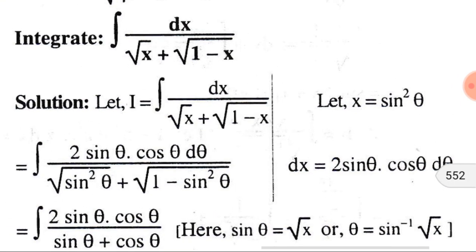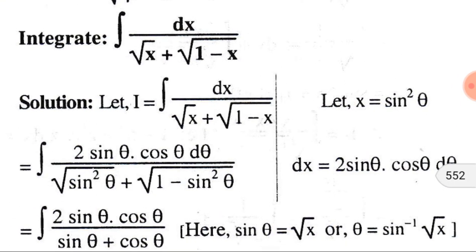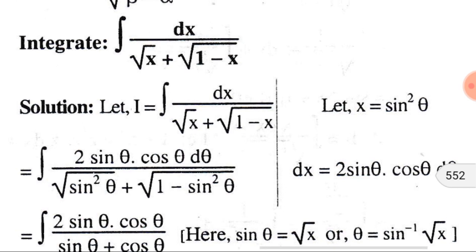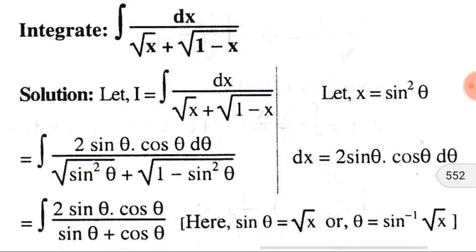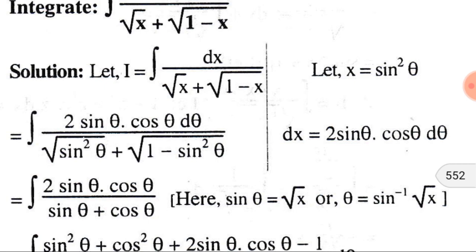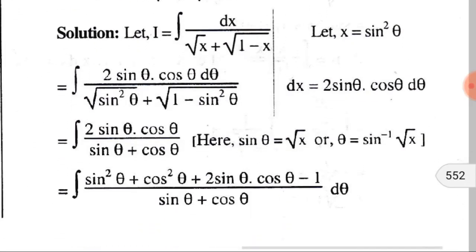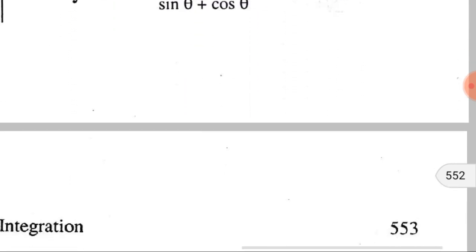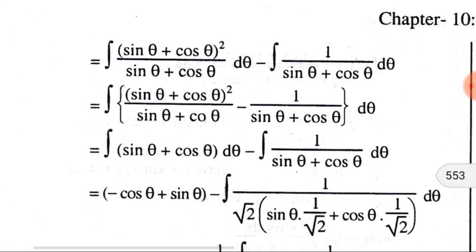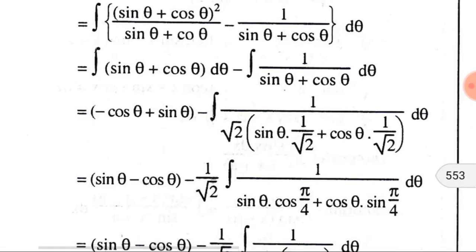Dear audience, this problem can also be done here. I hope that pausing the video you can solve it.